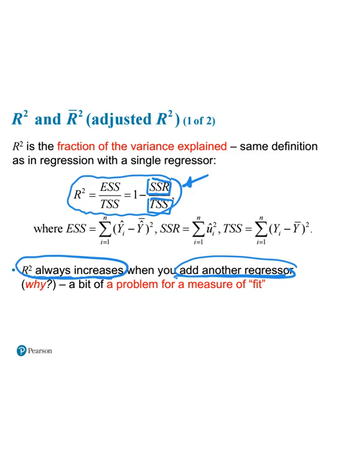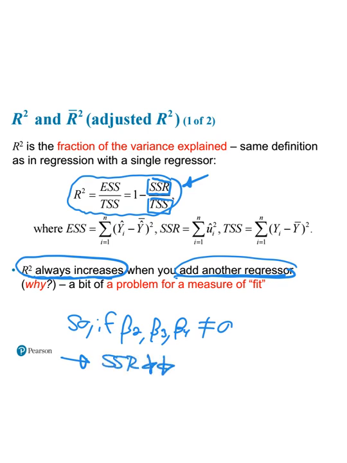But if the OLS software is actually going to have a non-zero coefficient on, let's say, x2, x3, and x4, those new regressors, if it's choosing non-zero coefficients, it's because it's found new values that are going to reduce SSR even more. So if the new regressor coefficients, beta 2, beta 3, and, let's say, beta 4, are all not equal to 0, it means that the sum of squared residuals is decreasing. Okay, it's decreasing even further.